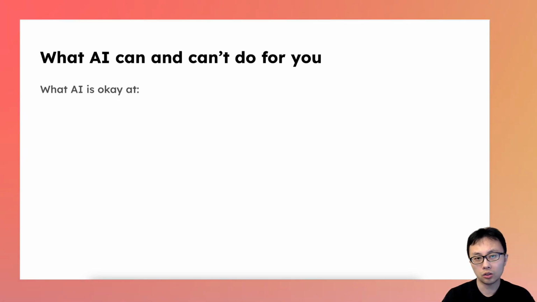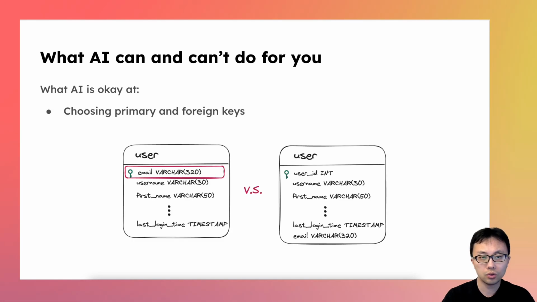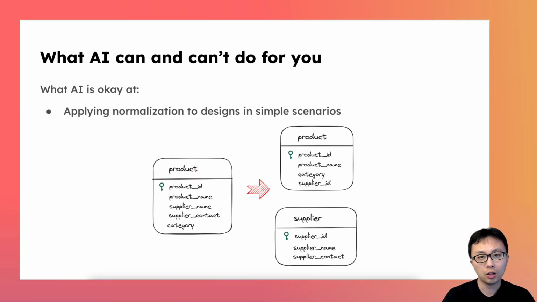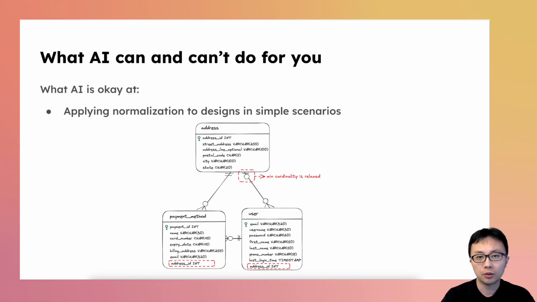What's AI just okay at? Tasks that involve some judgment, like choosing primary and foreign keys. It can suggest decent options, but not always the best ones. For example, AI often defaults to auto-increment IDs, even when natural keys would be much better. It can also help with normalization, but mainly in simple cases. If you got a circular relationship across 3 entities, you are better off doing that yourself.